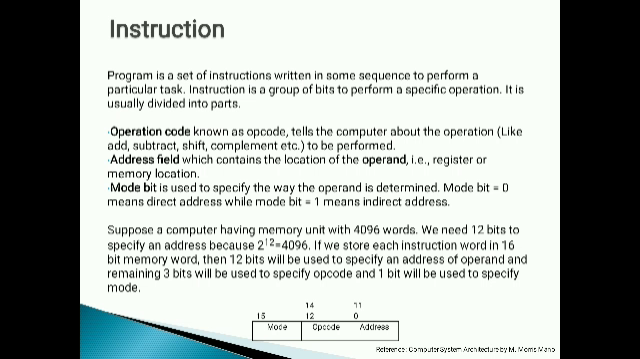Suppose we have a memory of 4096 into 16 bits. It means total locations are 4096, so we need a 12-bit address, and our data is of 16 bits, so our instruction is of 16 bits. Out of that 16 bits, the first 12, that is bits 0 to 11, are used for address. 3 bits, 12, 13, 14, are used for opcode, and the last bit, the 15th, is used for mode.